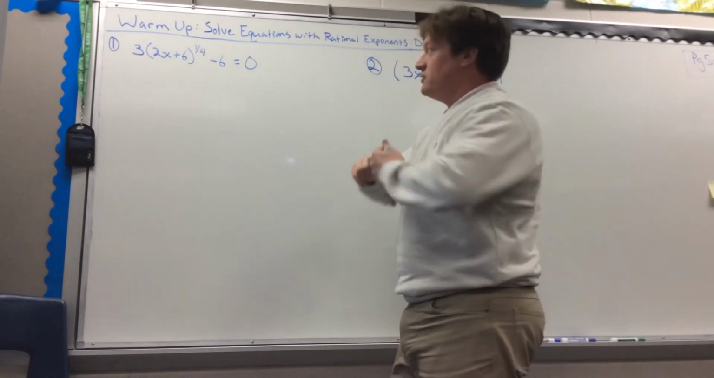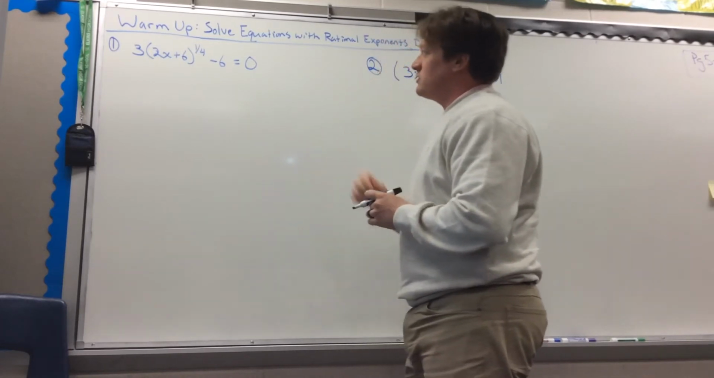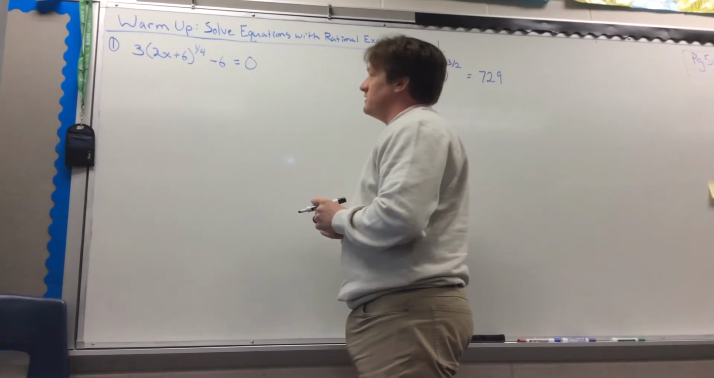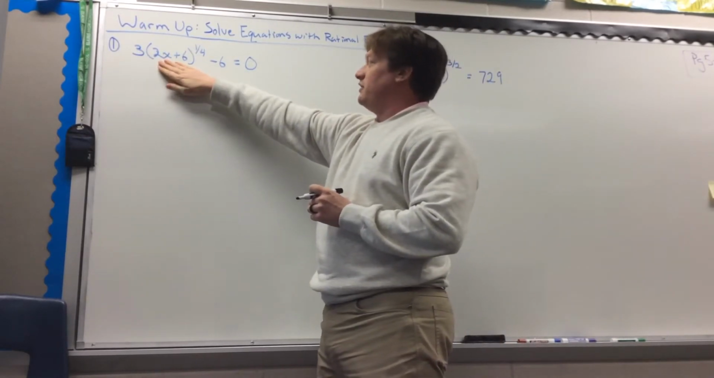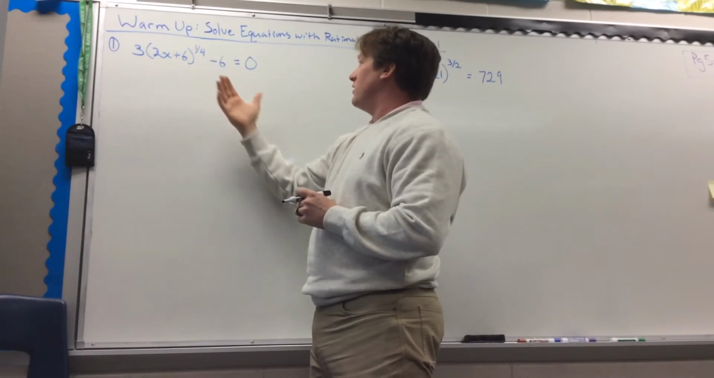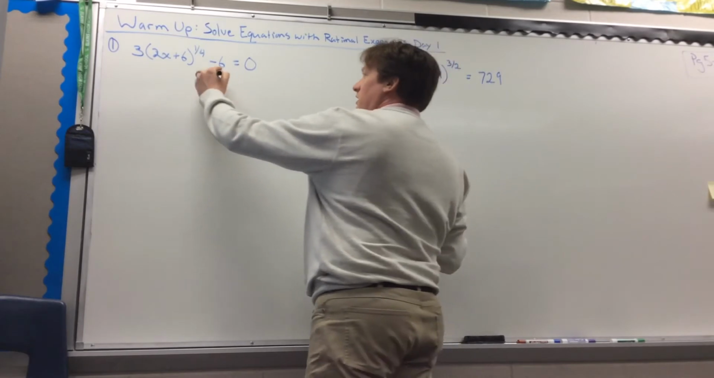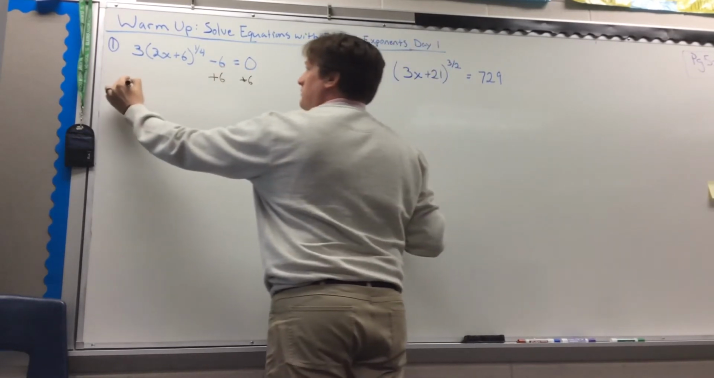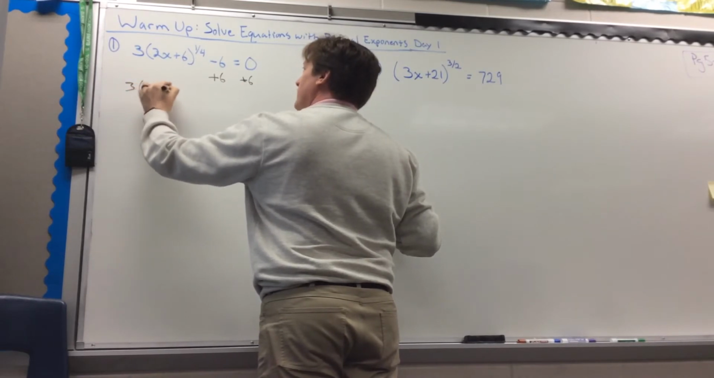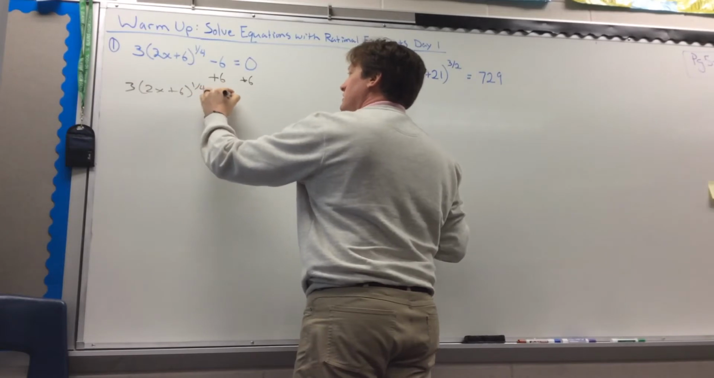So with this first question, we see 3 times (2x plus 6) raised to the 1/4 power, minus 6, is equal to 0. So we're trying to get this parenthesis by itself. So we need to either add or subtract, multiply or divide, depending on what the situation gives us. Here, a minus 6. So we're going to go ahead and add 6 to both sides. That's going to give me 3 times (2x plus 6) raised to the 1/4 power is equal to 6.